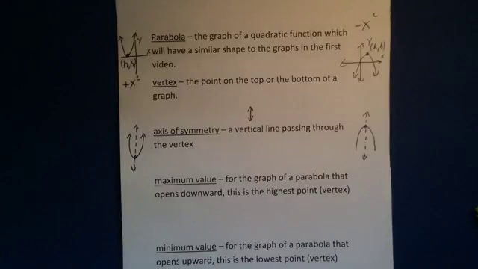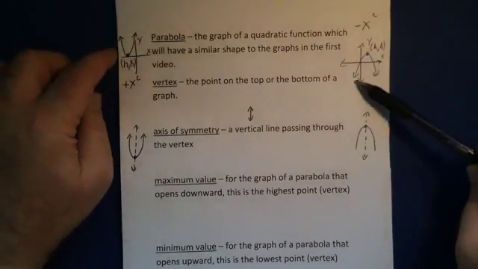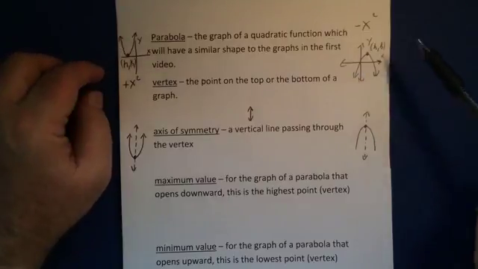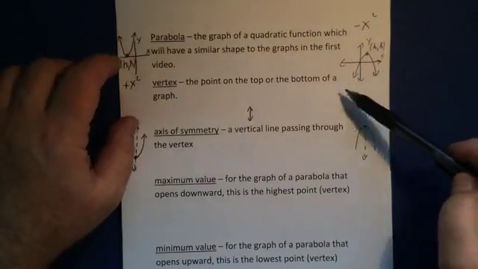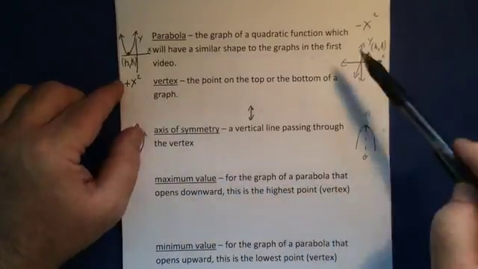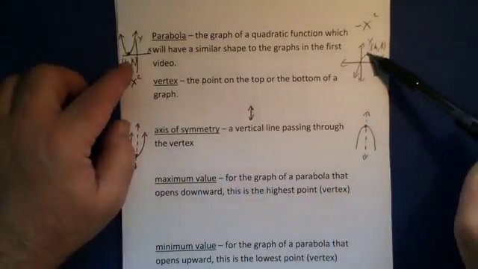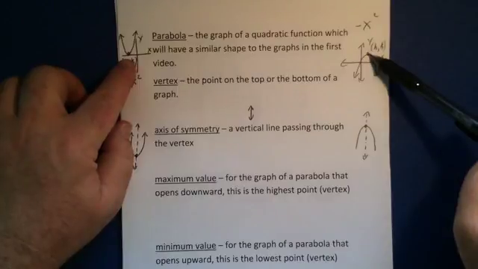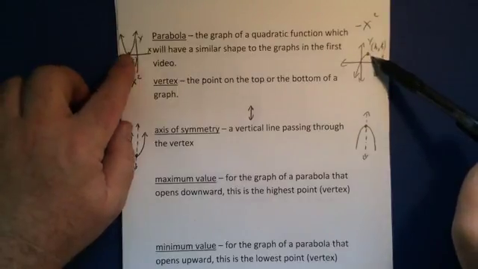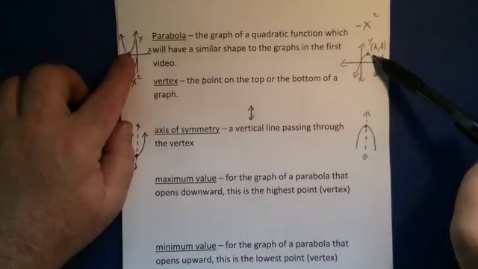So we have here graphs of parabolas. They can go up and they can go down. Going up, they're going to be represented by positive x squared. Going down, they're going to be represented by some negative x squared. We have the vertex on each of these, which is going to be represented by a point either at the bottom or at the top of the graph of the parabola for the quadratic function.